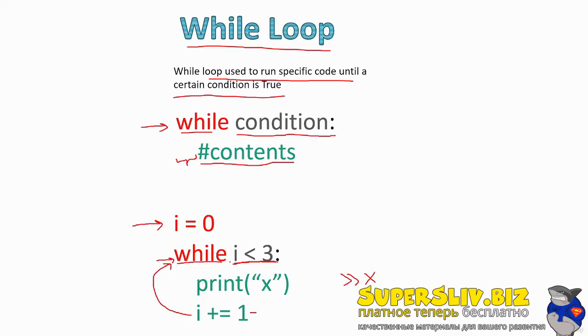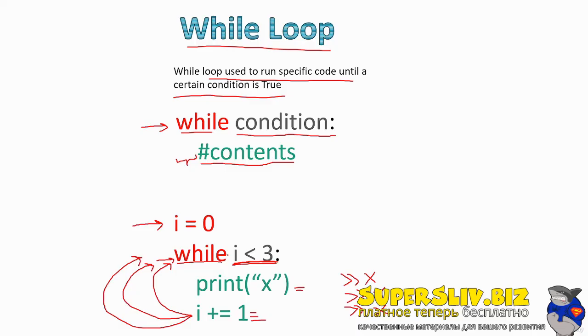Now i is equal to 1. It is still less than 3, so the condition is true. So it will print x again. It will add 1 to the i again. Then again it will go to the beginning. Now i is equal to 2. It is still less than 3. So the condition is still true. So it will print x again. It will add 1 to the i. Now it will go to the beginning again.